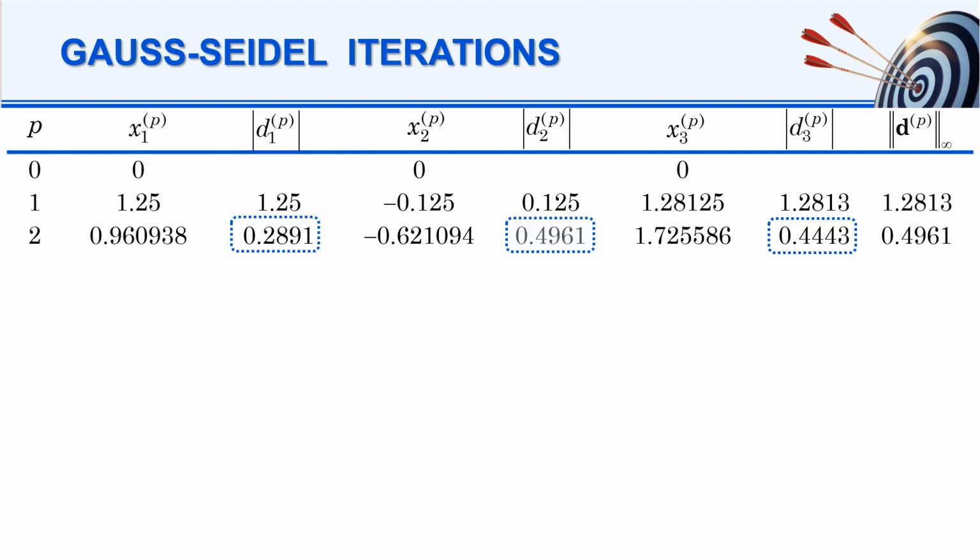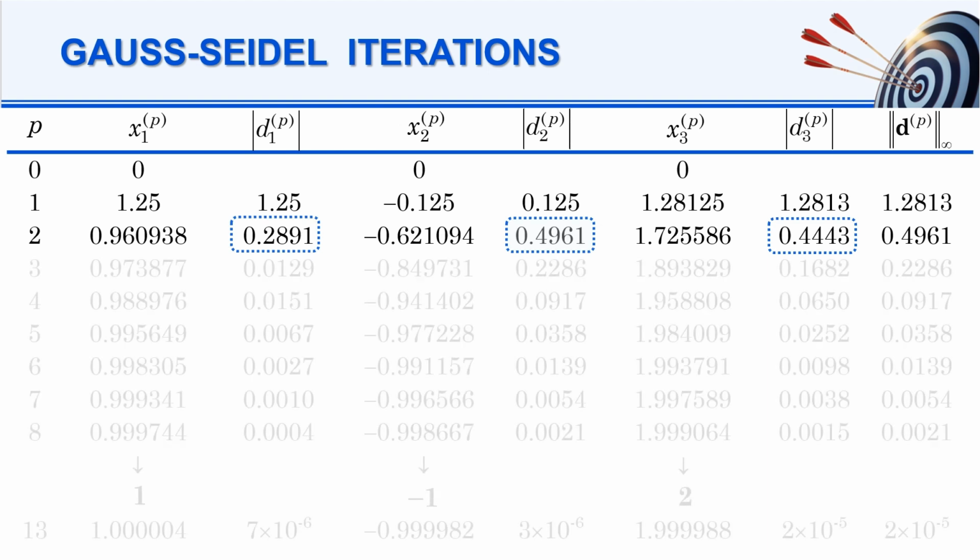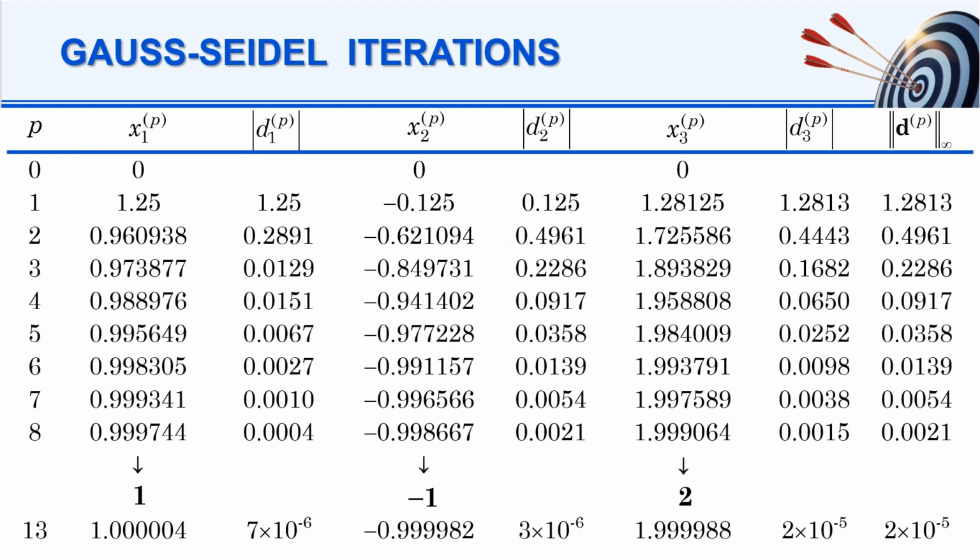Continuing the Gauss-Seidel iterations in this manner yields the following table. Note that the unknowns converge to 4 decimal place accurate estimates after 13 iterations. Recall that the same system was solved by the Jacobi method in 57 iterations with the same level of accuracy.